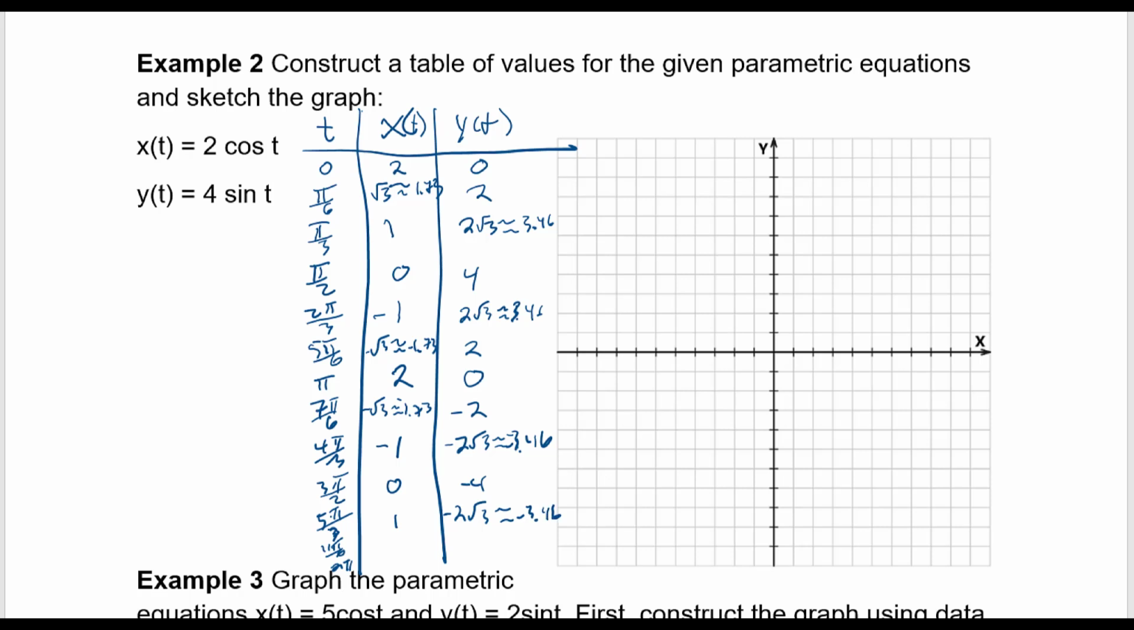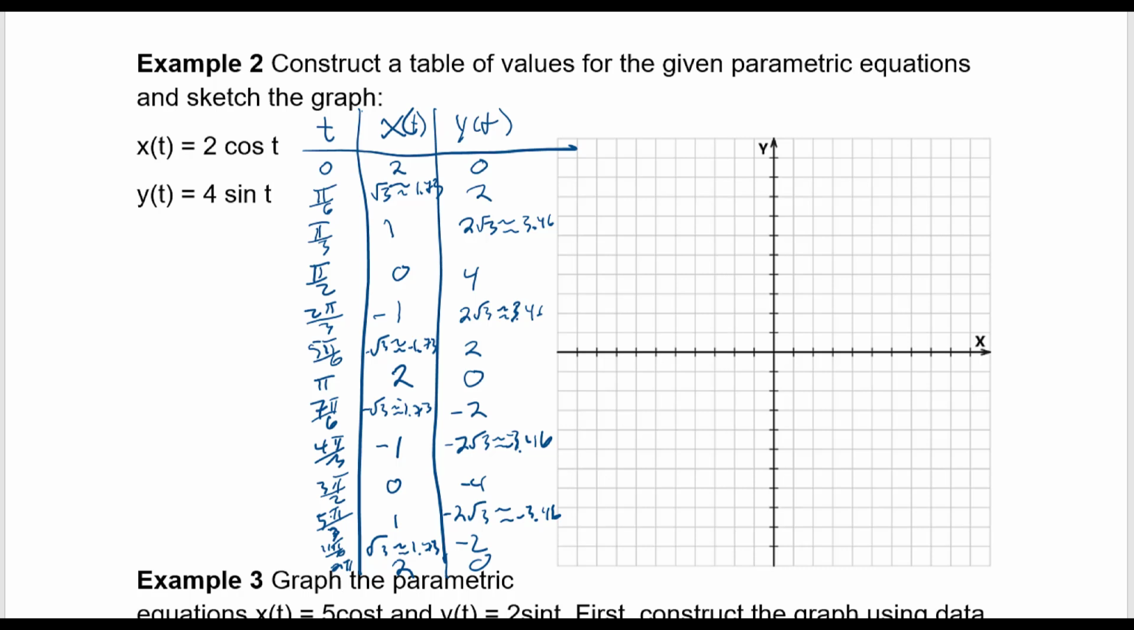For 11 pi over 6, we are looking at just root 3 for this one. Square root of 3 is approximately 1.73. Sine of that is going to be negative 1/2, so 4 times that's negative 2. And then 2 pi, we're at 2 for the cosine and 0 for the sine. Okay, let's go ahead and graph and see what we get.